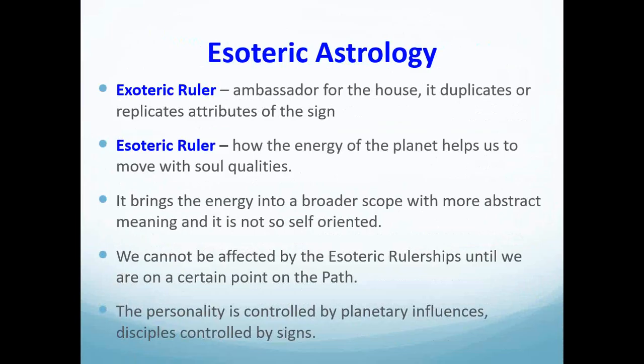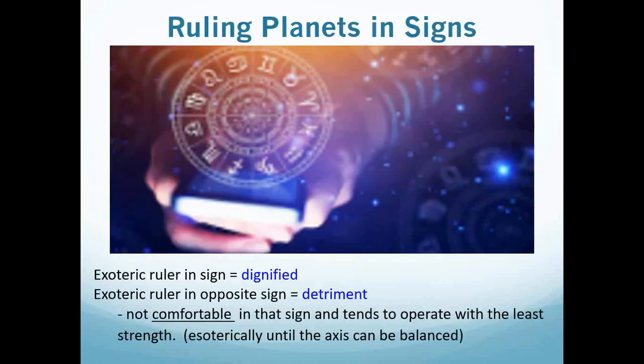The personality is controlled by planetary influences. Disciples are controlled by signs. So we'll talk a little bit in the next slide about the esoteric ruler. But the last point here is worth emphasizing, that personality is influenced by the planets. Disciples are more influenced by signs. So remember, average man is influenced by houses. Personality is influenced by planets, and disciples and initiates are more influenced by signs. Okay.